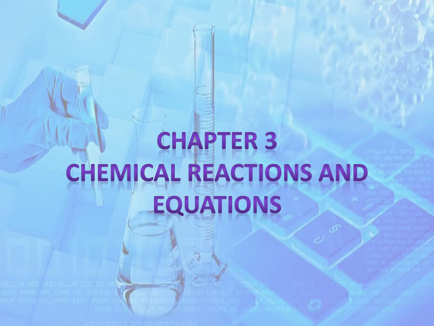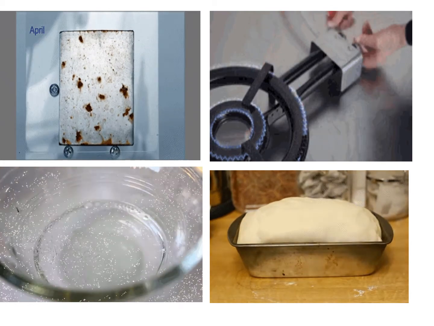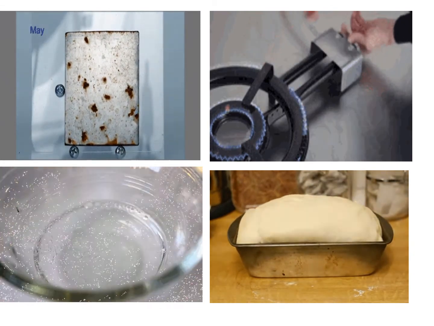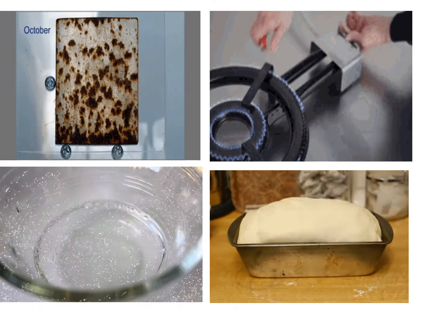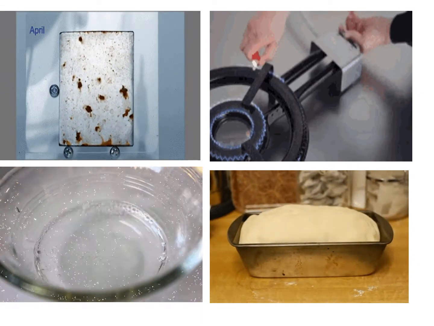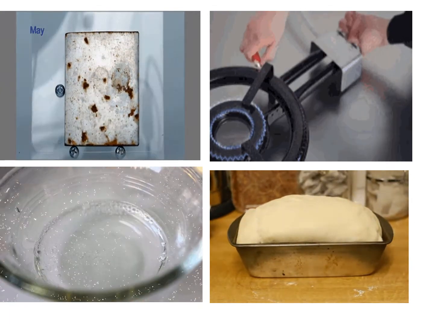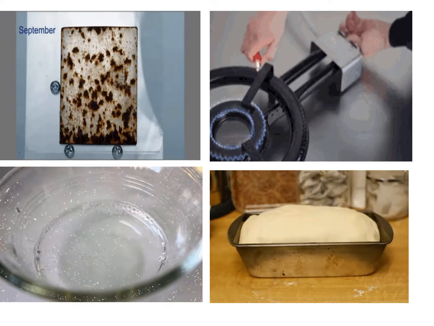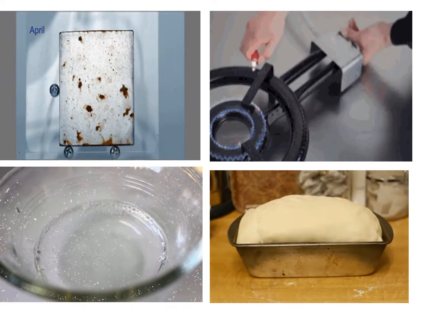Today we will continue with the remaining part of Chapter 3, Chemical Reactions and Equations. You can see different pictures on the screen. If you carefully pay attention to them, you will understand that the rate at which these reactions are happening is different. Every chemical reaction has certain factors which determine whether it will take a long time for the reaction to happen or whether the reaction will be very quick. So what we are going to discuss today are the factors that affect the rate of a chemical reaction.